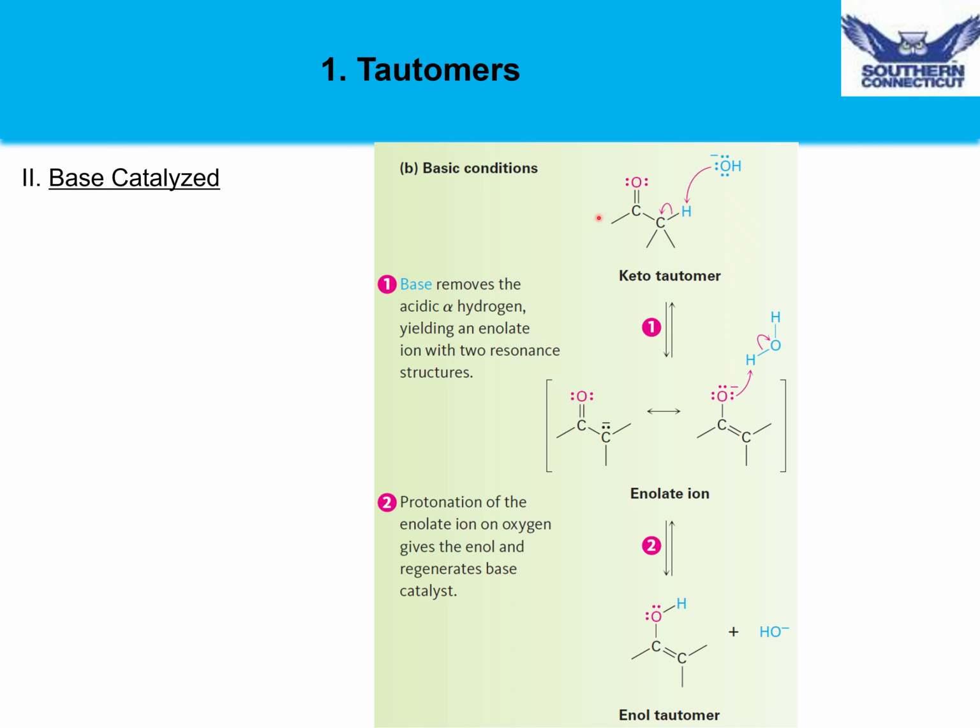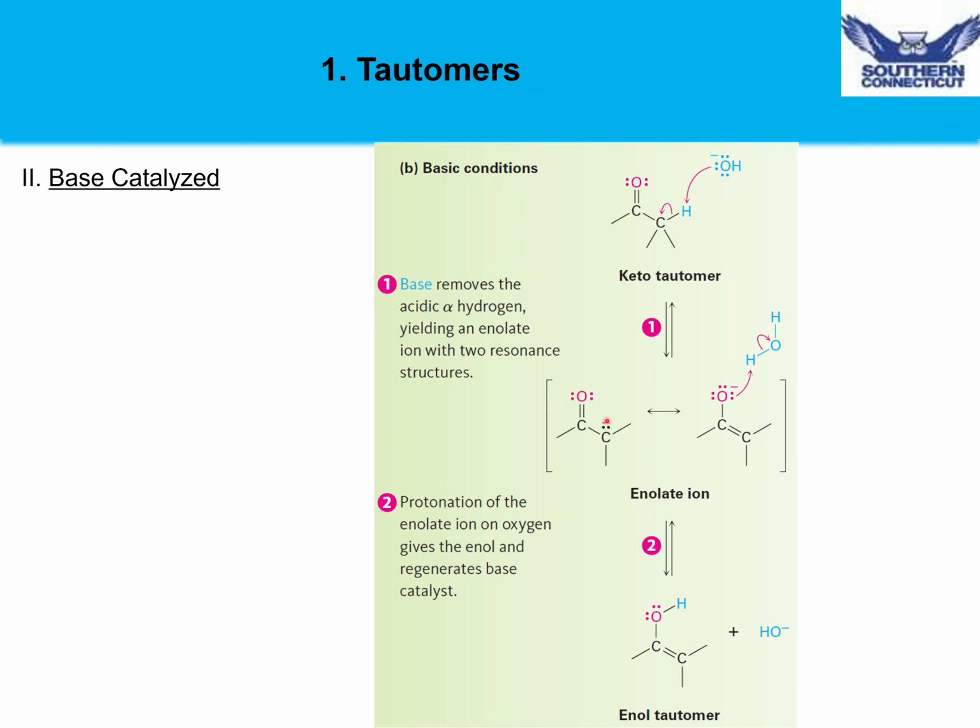Carbonyl compounds can also tautomerize quickly under basic conditions. Under base catalyzed conditions, a base would remove the alpha hydrogen, which is the most acidic hydrogen on a carbonyl compound, leading to a negative charge in the product of that reaction. So note that what we form is called an enolate. Enolate is the conjugate base of a carbonyl compound. We're going to discuss enolates in detail in this chapter.